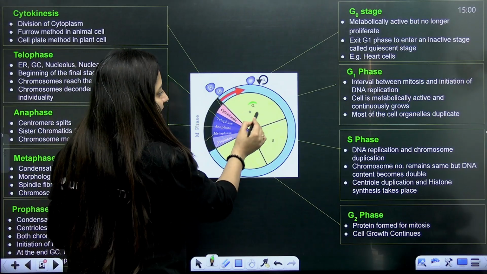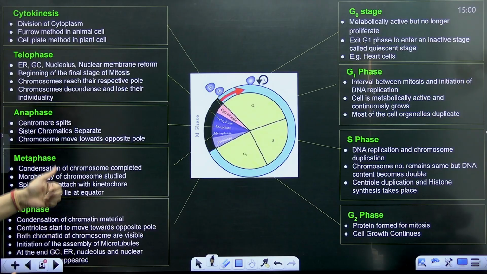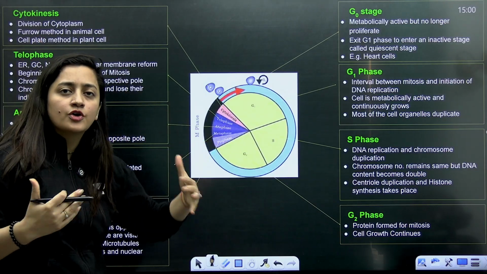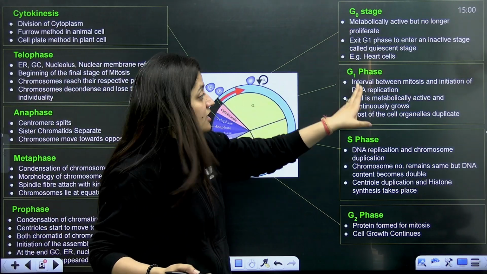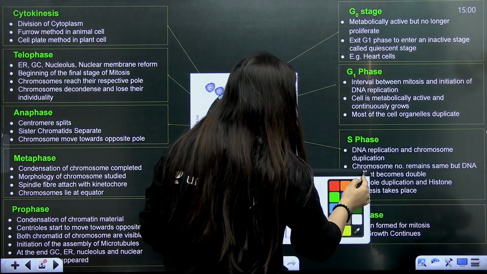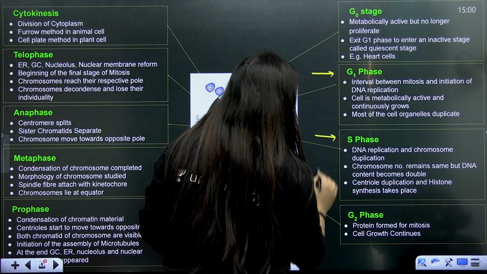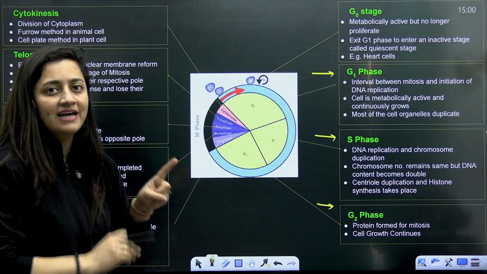Again, the interphase is the phase in which cell growth and cell duplication will be there. In the interphase, we discuss it like this. We start with the G1 phase, then we talk about the S phase, then we talk about the G2 phase. That's what we have: G1 phase, S phase, G2 phase.